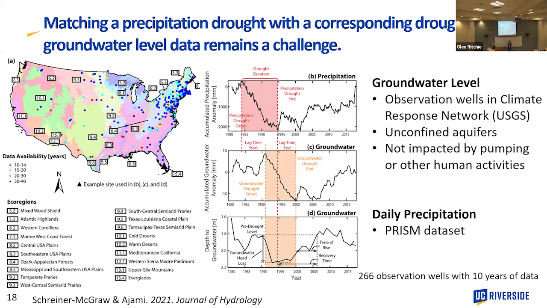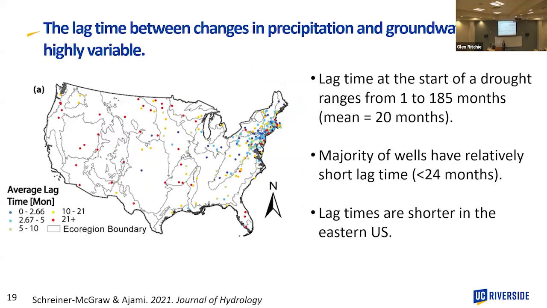So doing these calculations across 266 wells, we show that on average, it takes about 20 months, let's say 2 years, for precipitation droughts to propagate to the groundwater drought. So maybe your precipitation drought comes and it's over, but the aquifer hasn't experienced the precipitation deficit yet. So that is important. The second thing is there is also a lot of variability in this lag time.